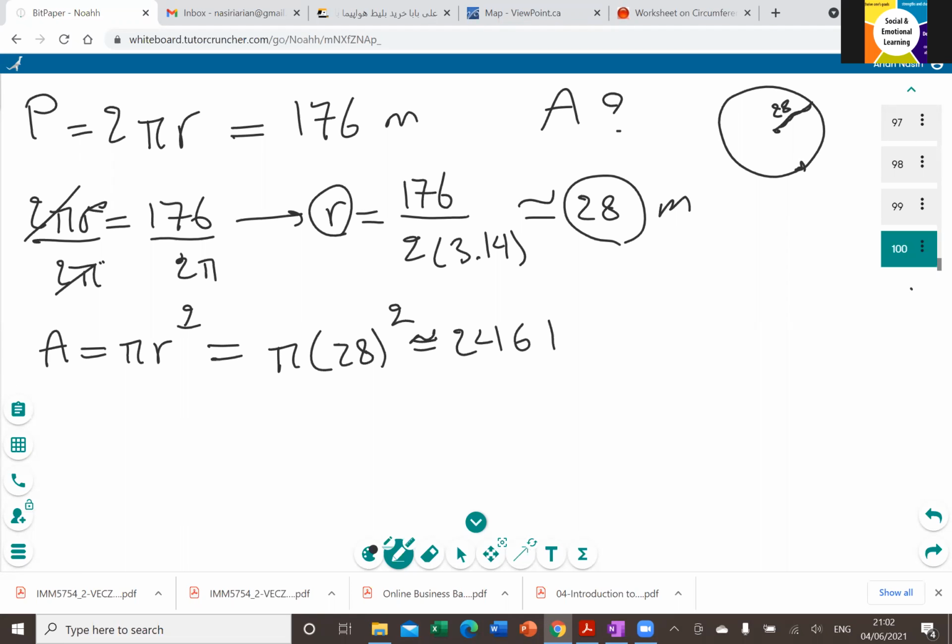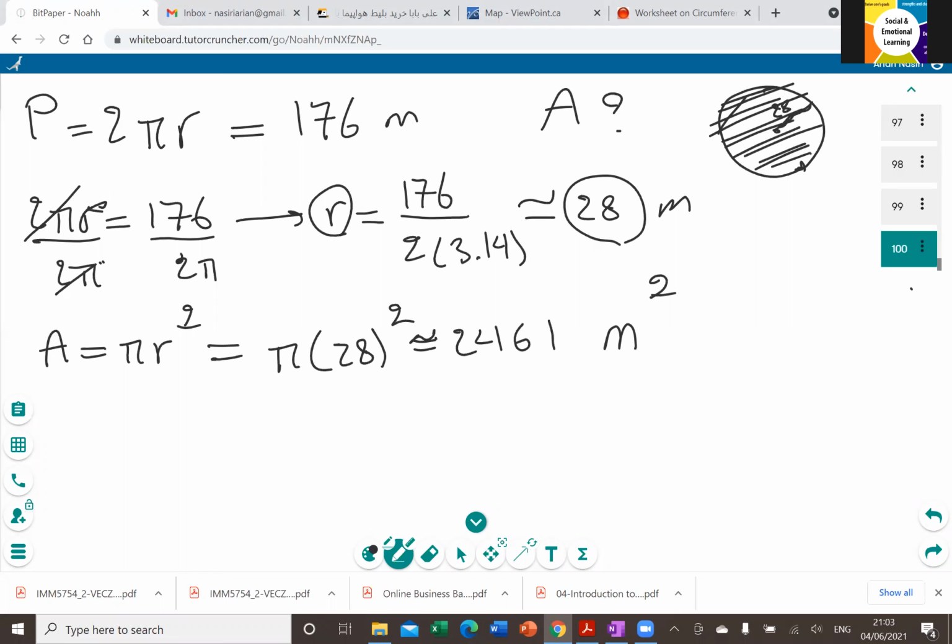What is the dimension for area as opposed to that? What unit should I use for area? Square. Meter squared. Very good. That's very good. Meter squared. And the reason is that area is two-dimensional. Here is the area, like that.